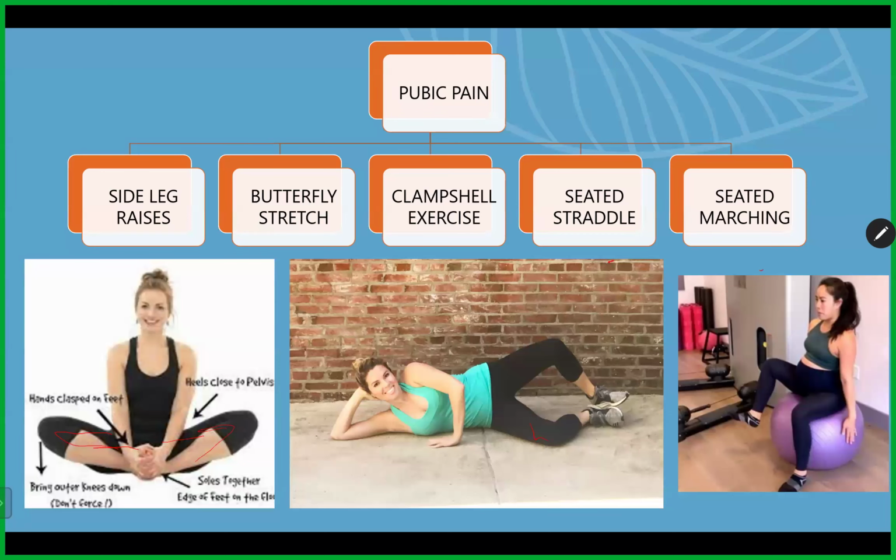Now you can see for pubic pain, clamshell is repeating for low back also. Your seated straddle is also repeating for low back. So as I told you, it's a group of muscles you're training. It's not like a single muscle that you are training. That single muscle training is done for upper limb and lower limb. Once it comes to your pelvis and your lower back, it's a group which we are targeting.